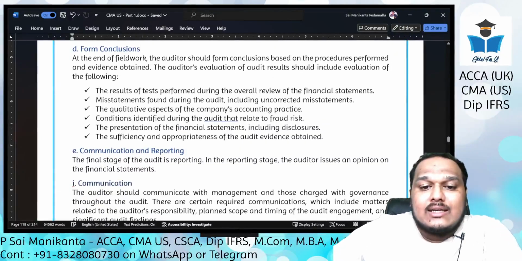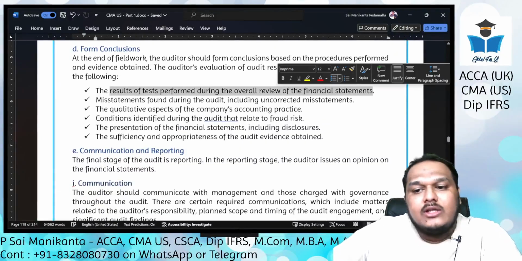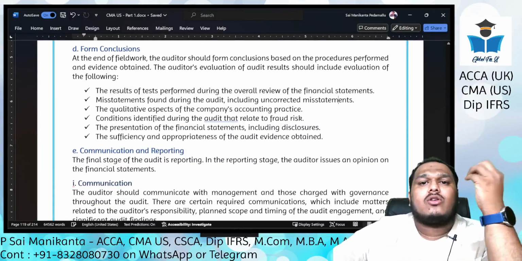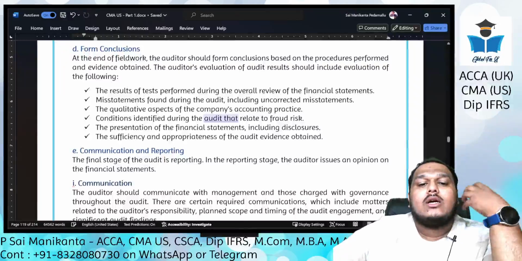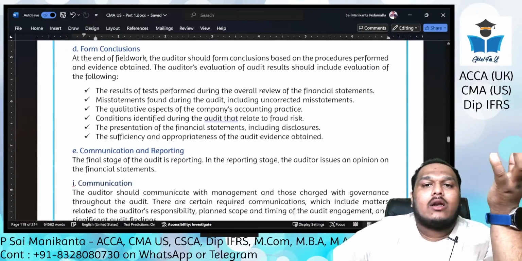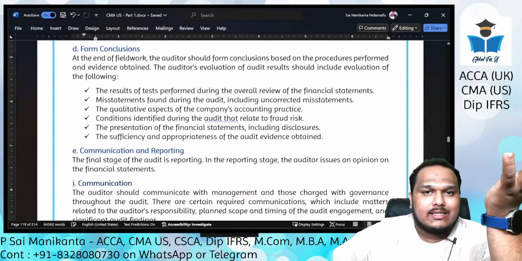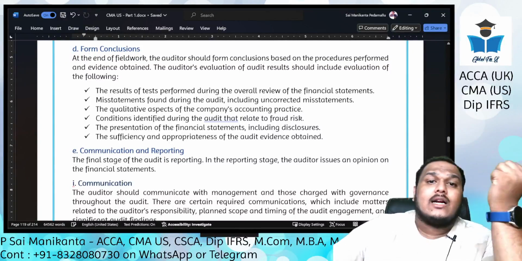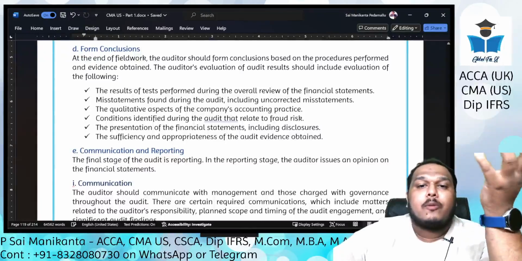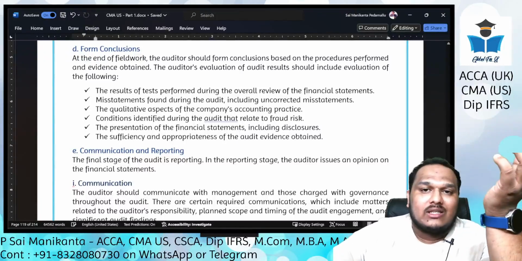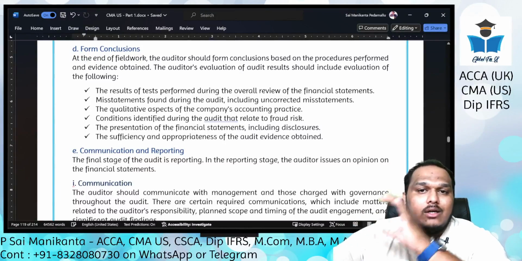1. The results of the tests that are performed during the overall review of the financial statements: test of controls, test of details, substantive, analytical, all those procedures. What are the results of the tests that you did? Internal control: suppose you did a control risk test, so control risk is high, control risk is low; inherent risk is high, inherent risk is low. Those are the results of the tests that should be documented and considered at the time of forming the conclusion.